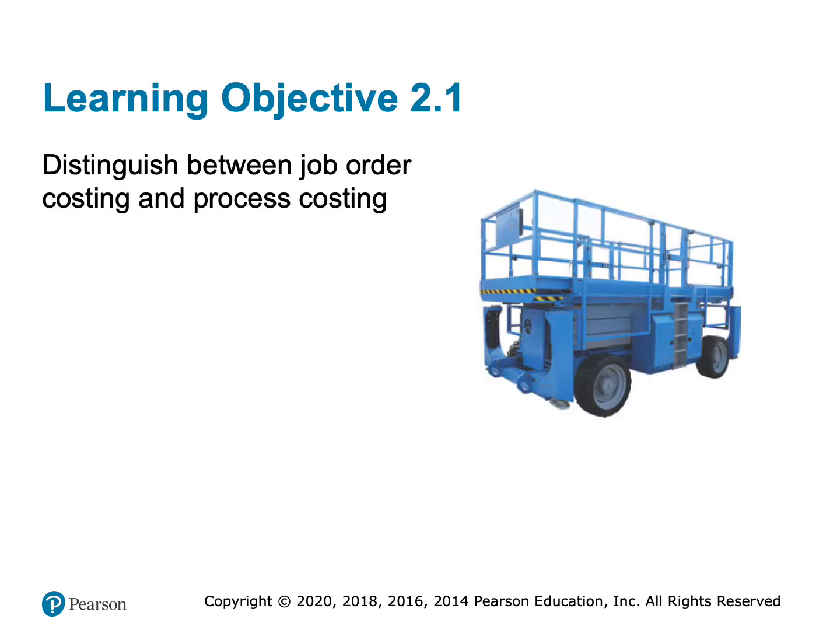So first of all, before we get into those, we need to have a discussion about job order and process costing. So there's two different types of costing systems that you can have in a manufacturing setting. Which one you use depends on what kind of product that you make. So we're going to cover job order in this chapter. We'll cover process costing in chapter 3.